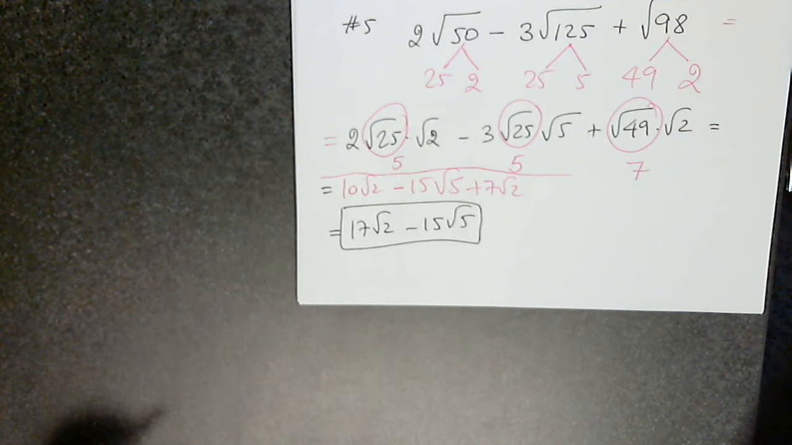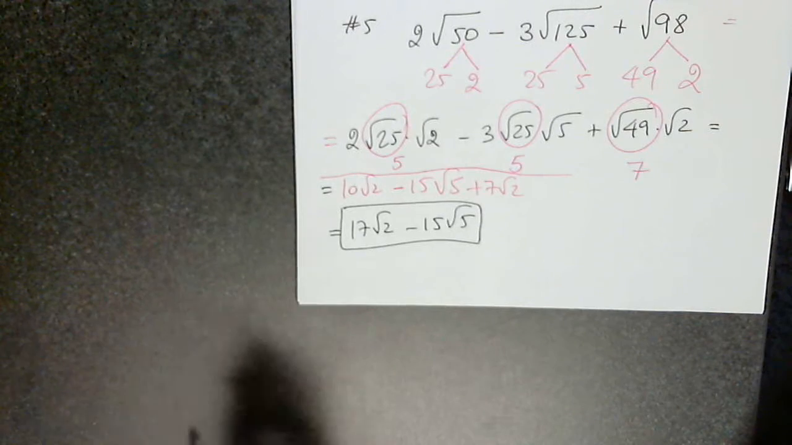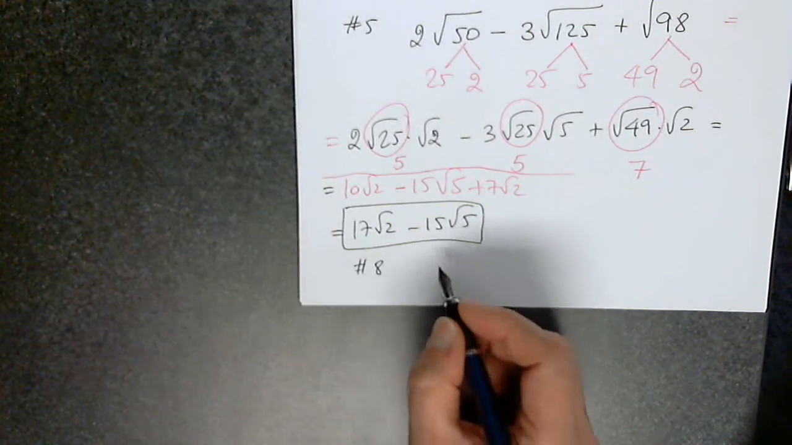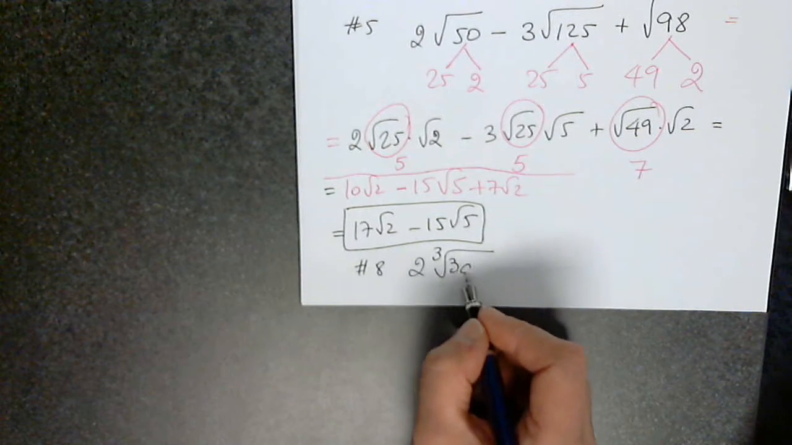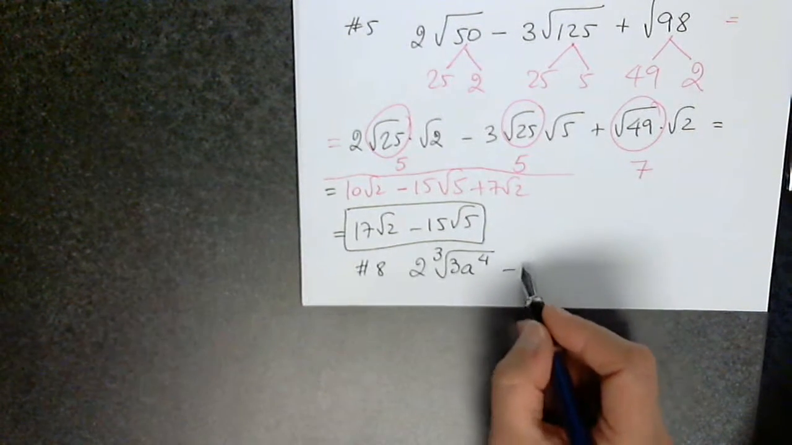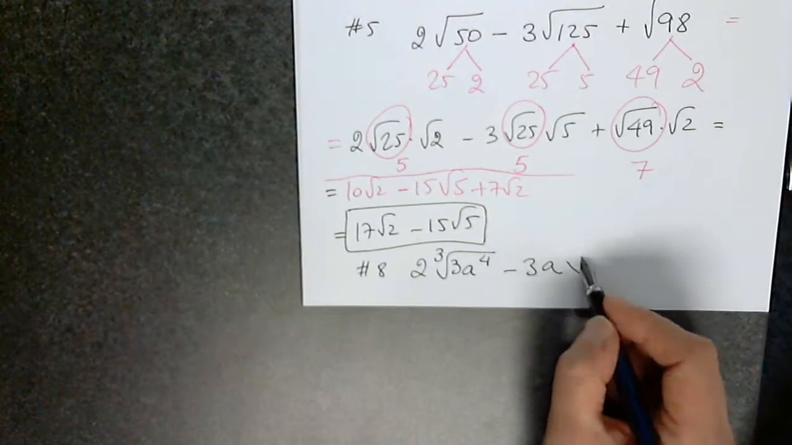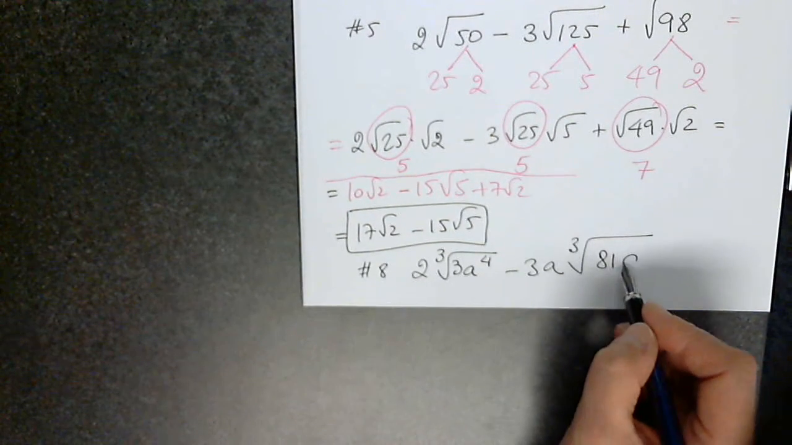Just one more and we stop. Let's say number 8, which is 2, the cube root of 3a to the 4th minus 3a, the cube root of 81a.